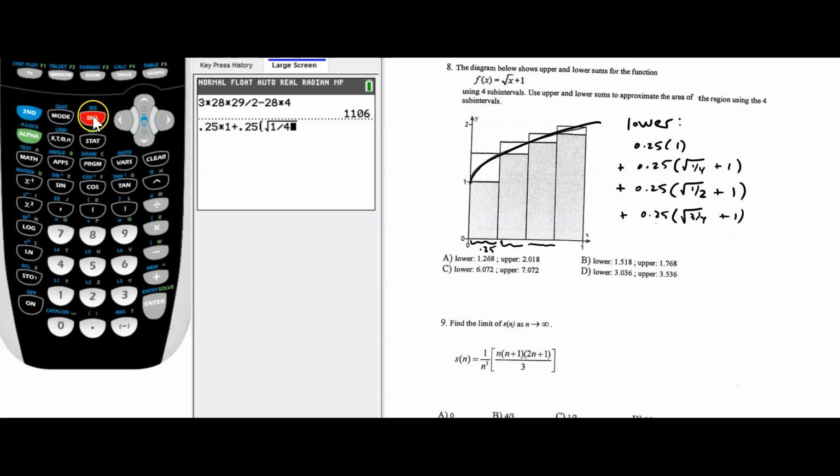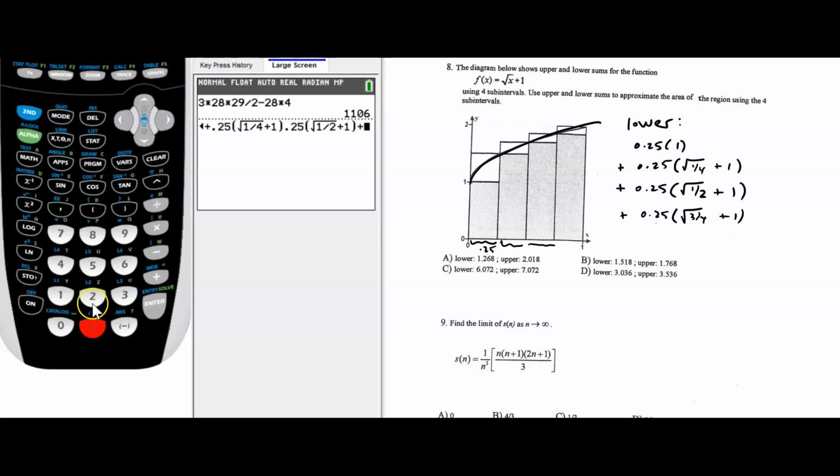Let's delete that. And I'm going to get out of that square root. So 0.25 times the root of 1/4 plus 1. You see how I want to make sure that square root did not go over everything, because the square root is not over the plus 1 there. Then we have 0.25 times the square root of 1/2. Then get out of that square root, plus 1.